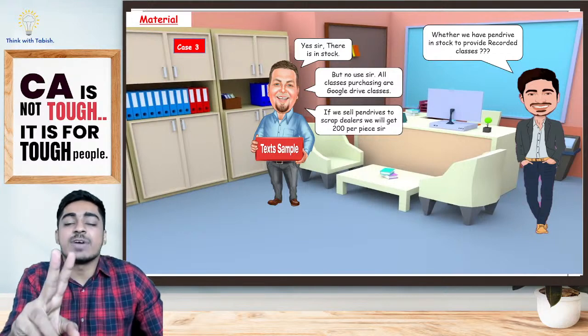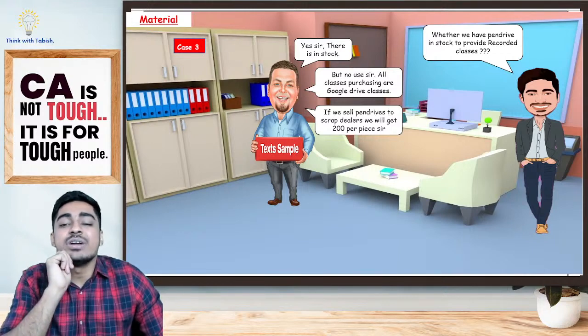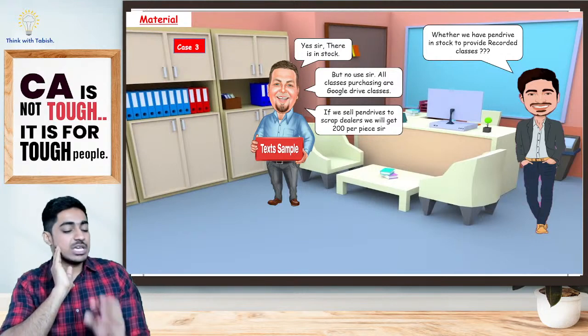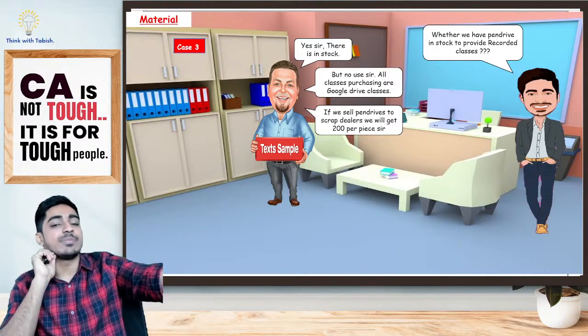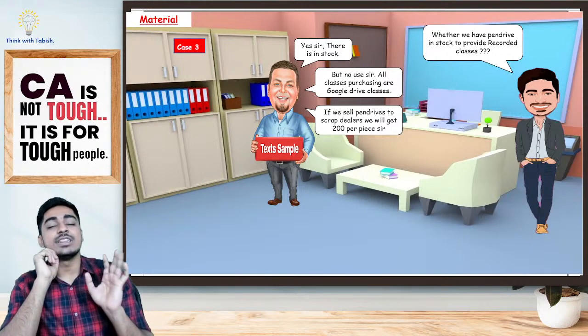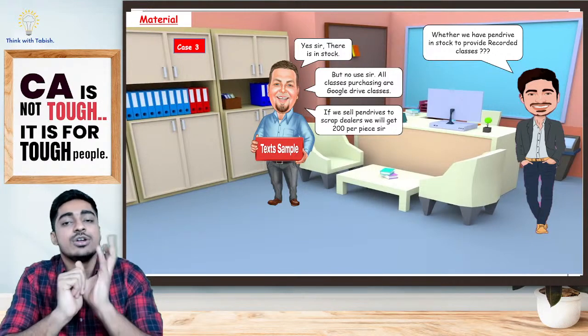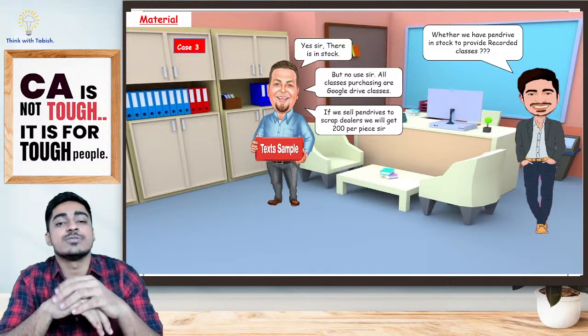Yes, by selling it off as scrap, we were planning to get 200 rupees per piece. So what the employee was planning to do was sell it off as scrap. If he sold all these pen drives as scrap, he would get 200 rupees per pen drive. So I tell him, don't sell it as scrap, give it to me, I'll use it for CFI.